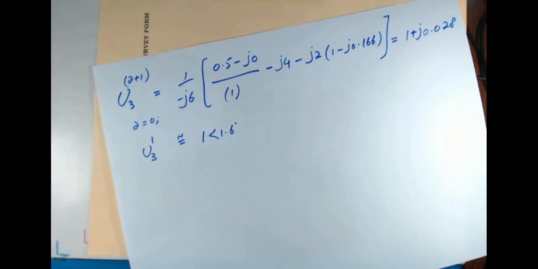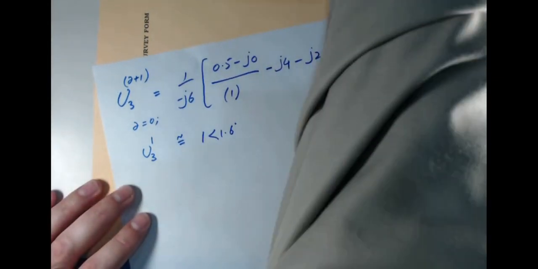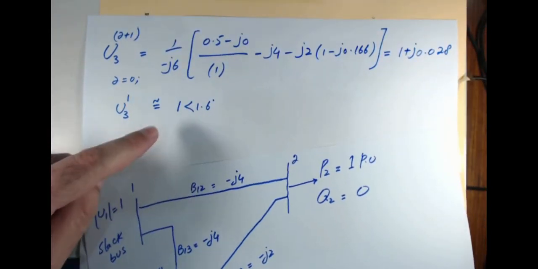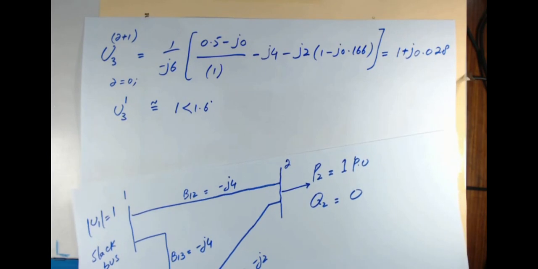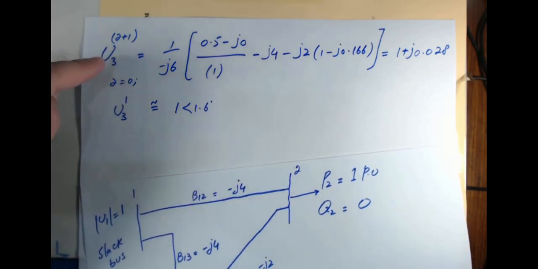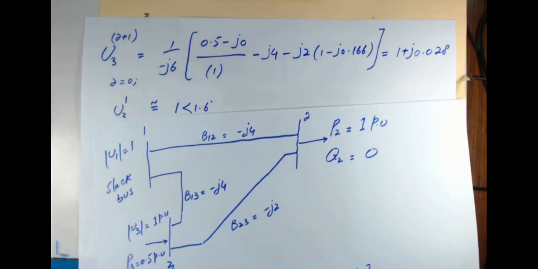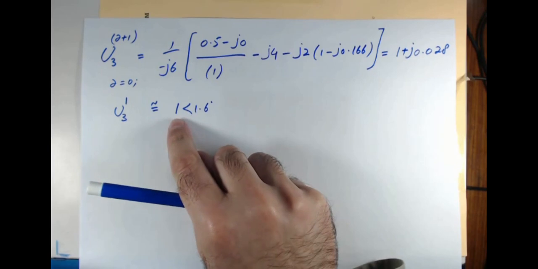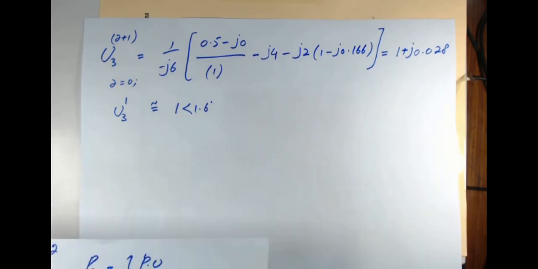As you can see, even in the first iteration the magnitude of the voltage at bus number 3, which is mentioned here, is 1. So even after the first iteration we get almost the same value as given in the task, but this expression helps in calculating the angle. Without this expression we can't determine the angle. So after the first iteration, the voltage magnitude is approximately 1 and the angle is 1.6 degrees. Now we go for the second iteration.